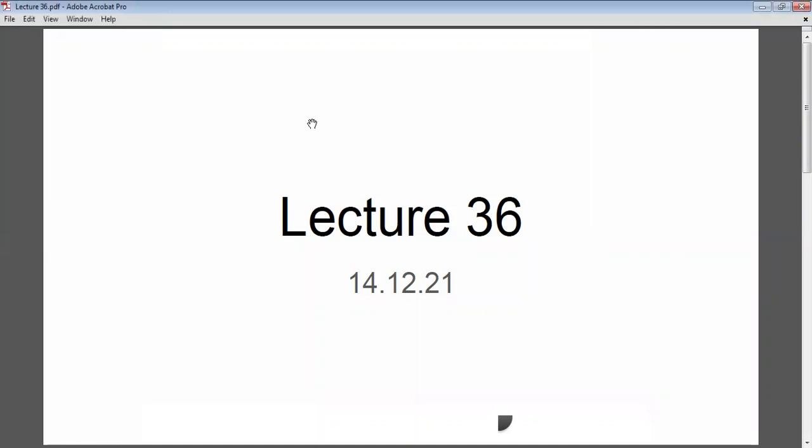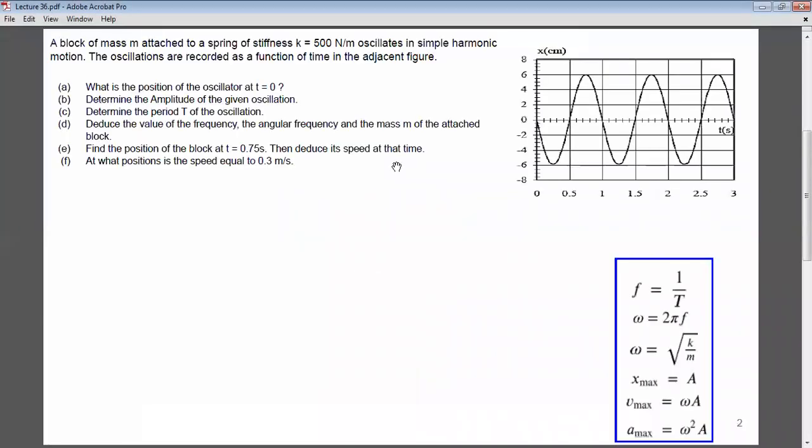Hello. So today we will do another solving session on vibrations and waves. So let's consider the following example. A block of mass M attached to a spring of stiffness K equal 500 Newton per meter oscillates in simple harmonic motion. The oscillations are recorded as a function of time in the adjacent figure.